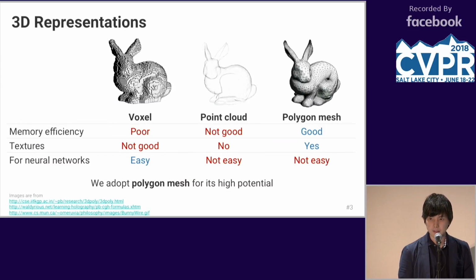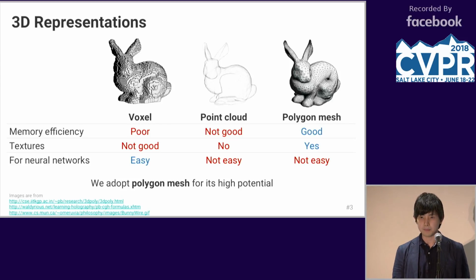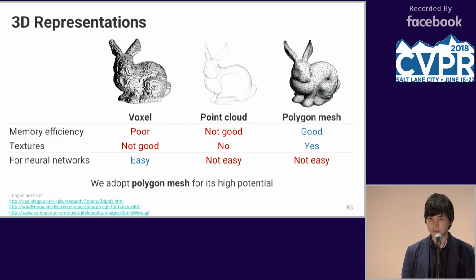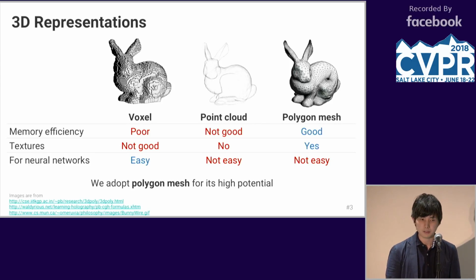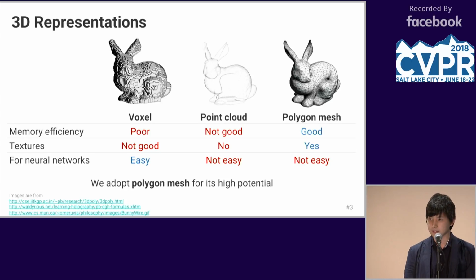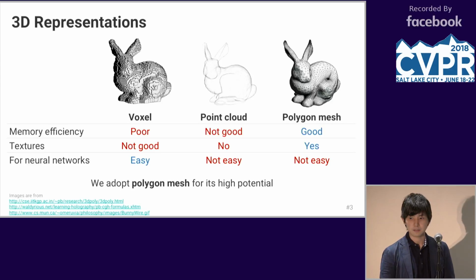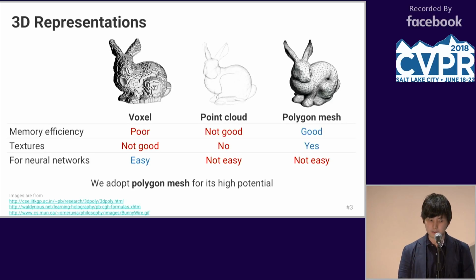By the way, what is the most preferable 3D representation? Voxel is a popular choice. However, handling high-resolution 3D models is difficult because of its memory inefficiency. Point cloud is another popular choice. However, textures cannot be used because they have no surfaces. Polygon mesh, composed of sets of vertices and surfaces, is the best choice in terms of memory efficiency and textures. So we adopt polygon mesh in this work.